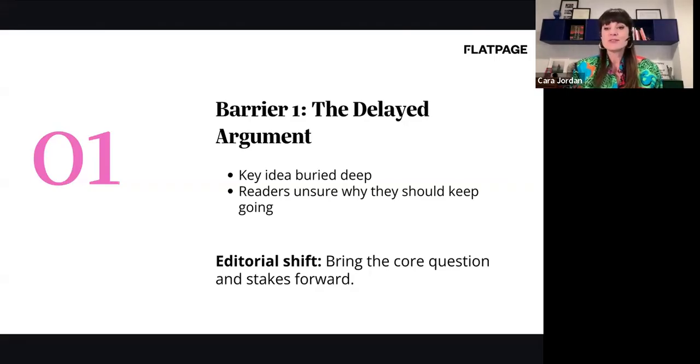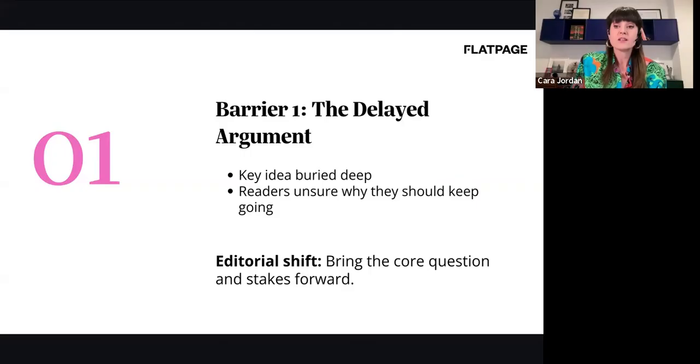But that approach really makes sense when readers are trained to be very patient and evaluative, or they literally have to read your work in order to retain their job as an academic. But for wider audiences, delayed argument creates uncertainty. Readers aren't sure what kind of book they're reading yet, why they should invest their time and their attention in it. They may admire the prose, but they don't yet have a reason to care. And that's why people put down books, because it stops holding their attention.